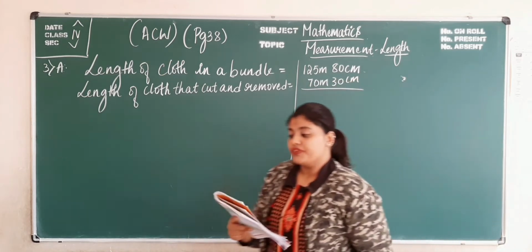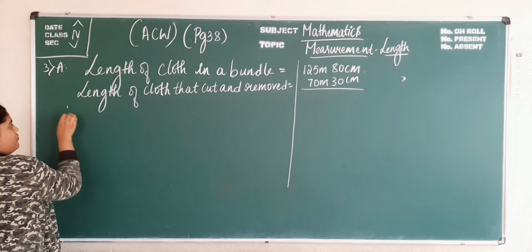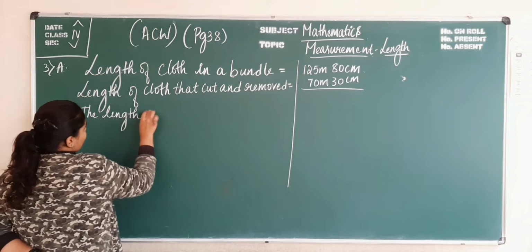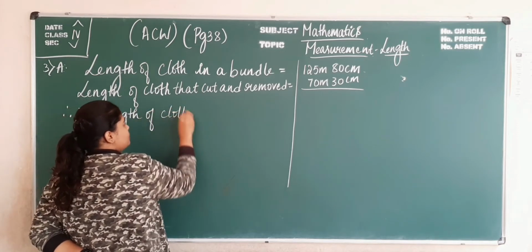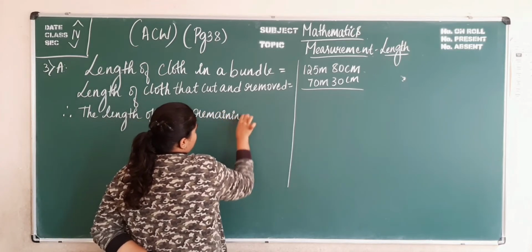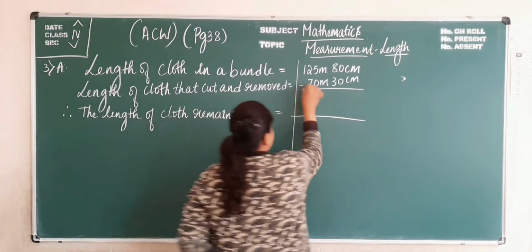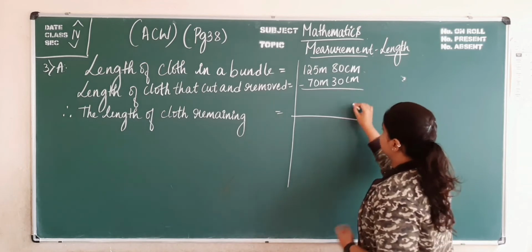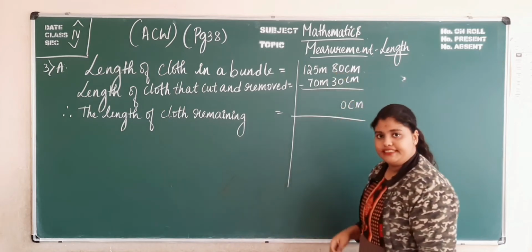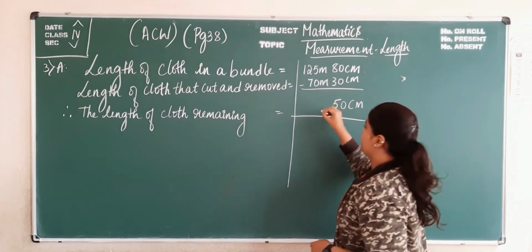See the question. Yes, the length of cloth remaining. Very good. Therefore, the length of cloth remaining is equal to, how will you find out? Yes, by subtracting. So we will start subtracting now. Centimeter as it is. What is 0 minus 0? 0. What is 8 minus 3? Right, 5. Next what has to be written? Yes, we have to write meter.